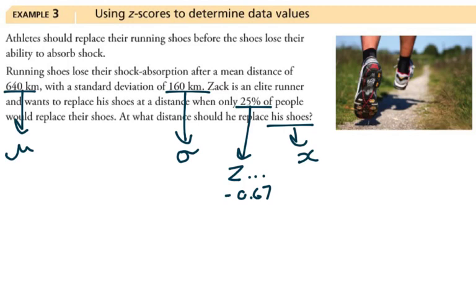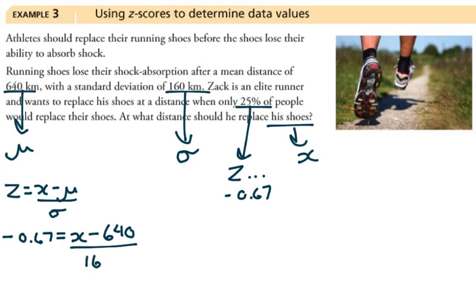So now we have to go ahead and just do the math. Can fill in what we know. Z is negative 0.67. X we don't know yet. Mu is 640. And our standard deviation is 160.